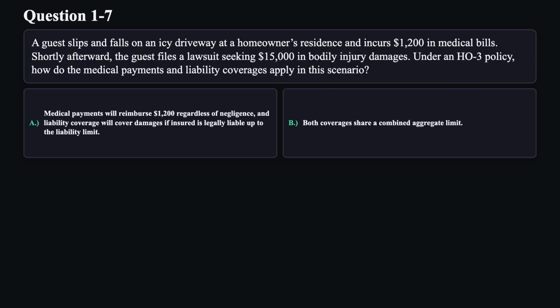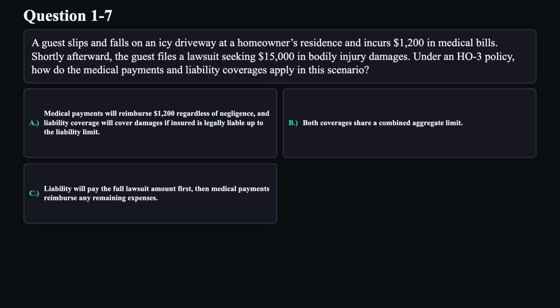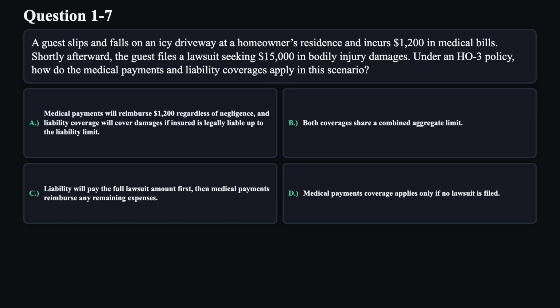B. Both coverages share a combined aggregate limit. C. Liability will pay the full lawsuit amount first, then medical payments reimburse any remaining expenses. D. Medical payments coverage applies only if no lawsuit is filed.